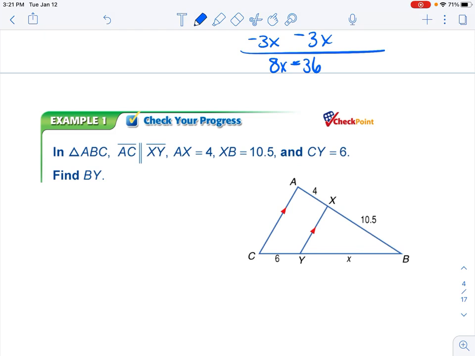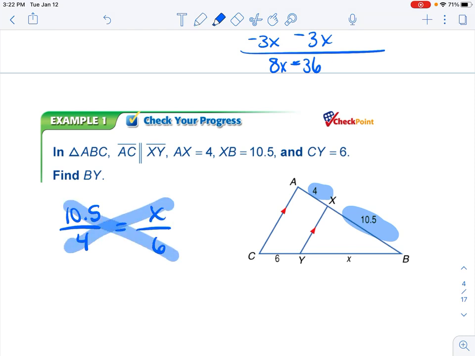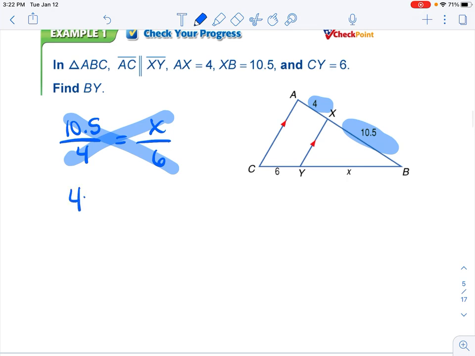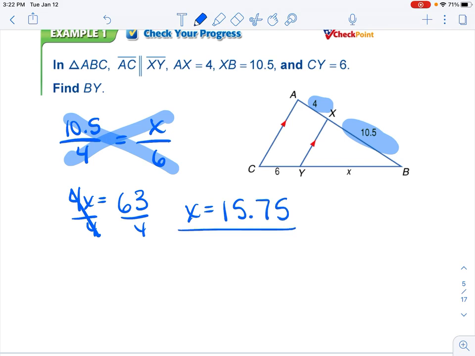Then we have triangle ABC. AC and XY are parallel. We have the markings of the sides for us. I'm just going to go ahead and set this up to solve. I'm going to do 10.5 over 4 equals x over 6. Cross multiply, 4x equals 63. And I end up getting x equals 15.75.